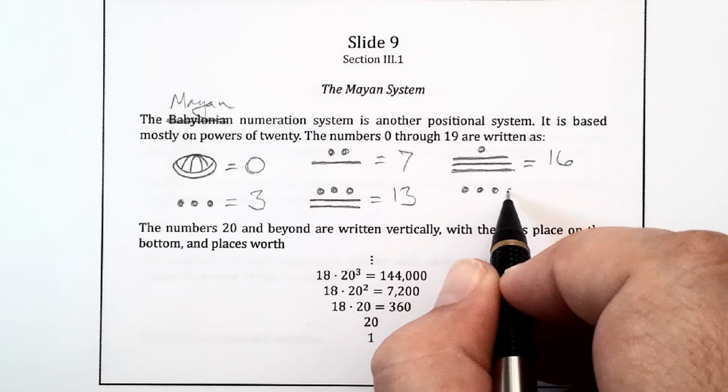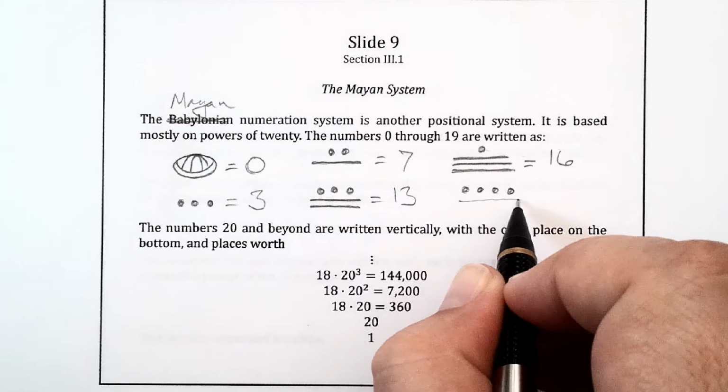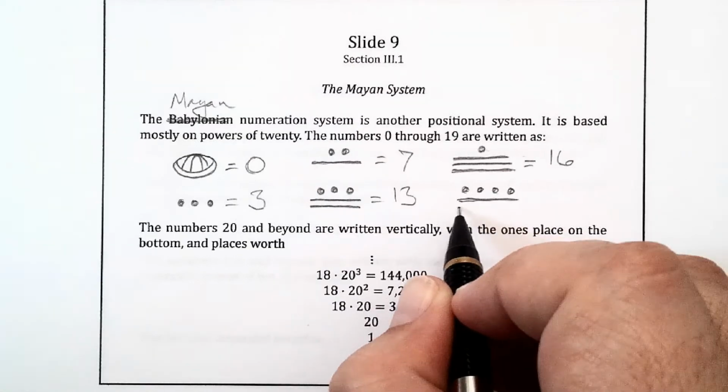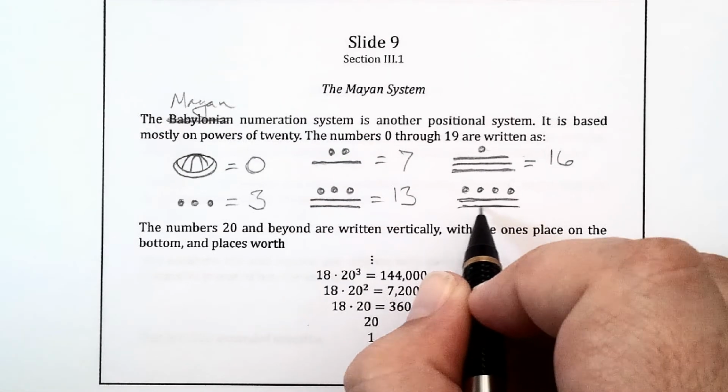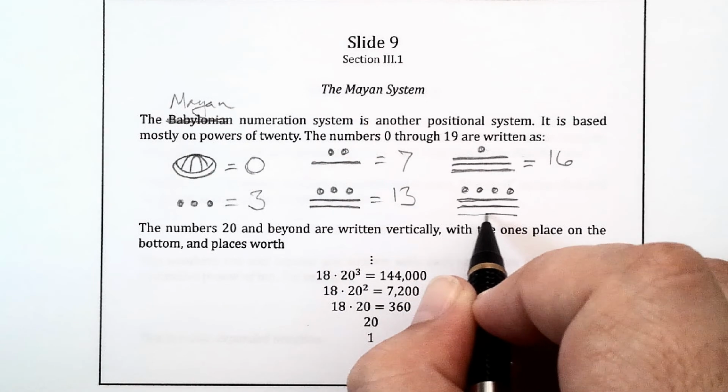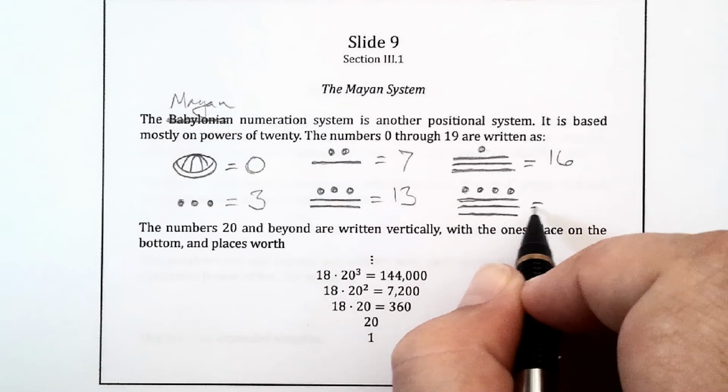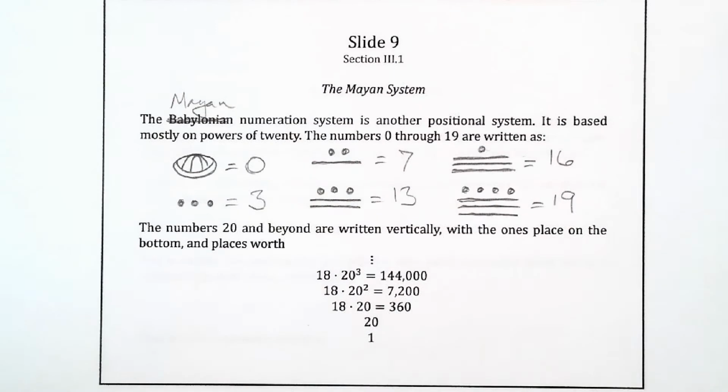And then the largest number that they could represent using just these symbols without place value would be 19. 3 bars and 4 dots. Okay, so they went up to 19 with these dots and bars and then also the 0 symbol. Beyond that point, they made use of place value. So they would write numbers 20 and above vertically.